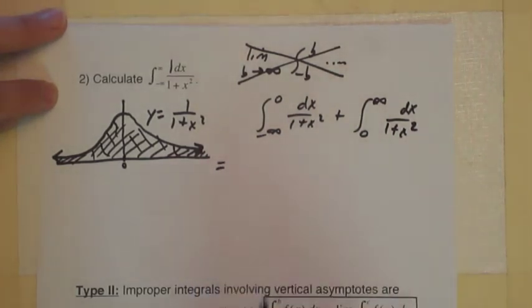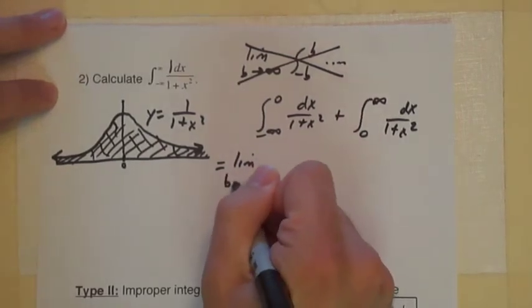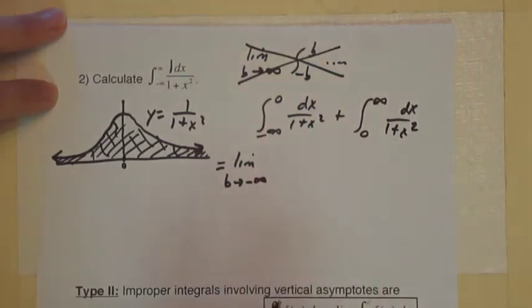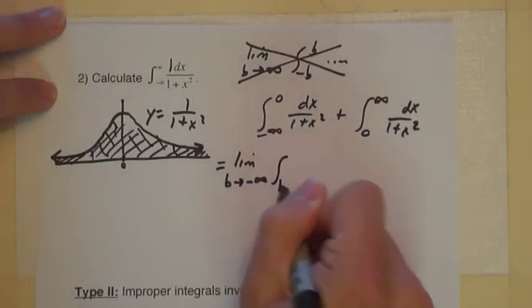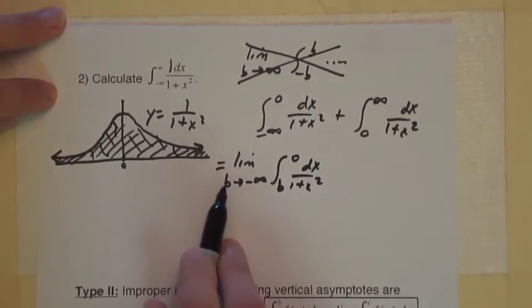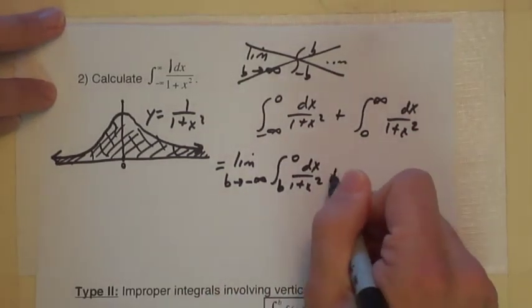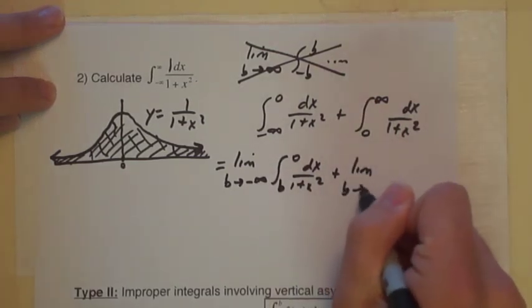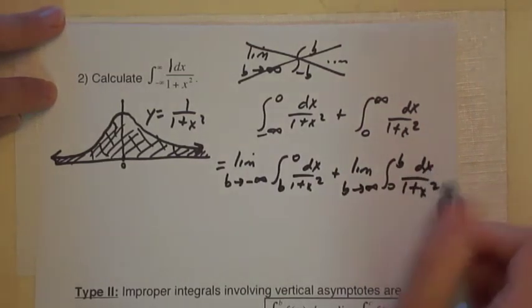So let's now write out limits for each one. Let's do the first one. I'm going to write the limit as b goes to negative infinity of the integral from b to 0. You could also write it as b goes to positive infinity and then make that a negative b. It's your choice. Plus, you can write out a similar expression for this, like the limit as b goes to infinity of the integral from 0 to b, dx over 1 plus x squared.